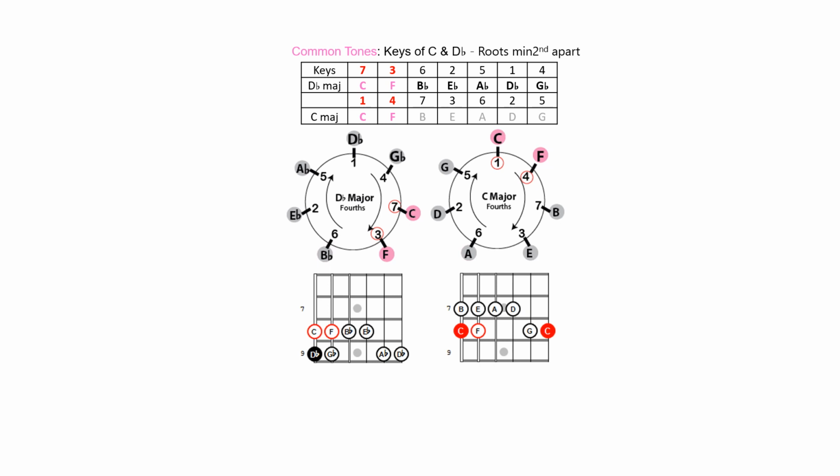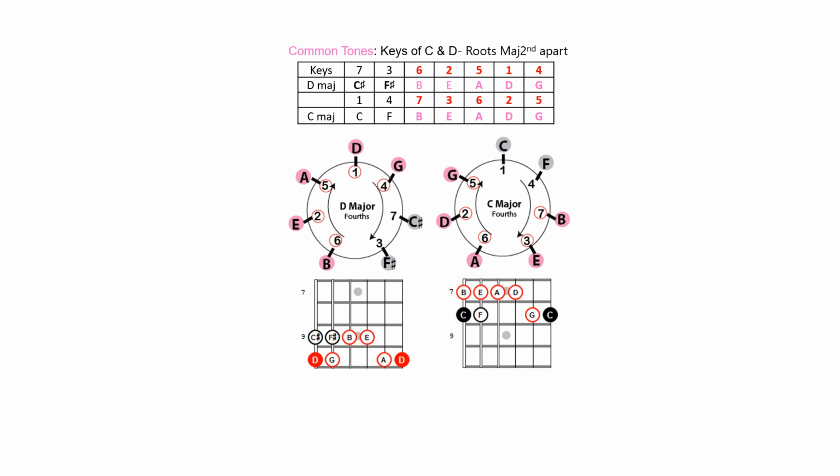A major scale has only two minor seconds, 3 to 4 and 7 to 1. When two major keys are separated by a minor second, like C major and D flat major, they'll share only two common tones, C and F. The 7 and 3 in D flat major correspond to 1 and 4 in C major. The remaining natural notes become the five flats in D flat major, which are B flat, E flat, A flat, D flat, and G flat.